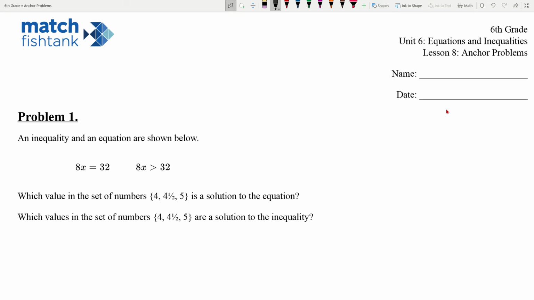Hey, Mr. Richards here. Today's 6th grade Unit 6 Lesson 8 anchor problems. We're going to get into some inequalities and now testing solutions of inequalities.